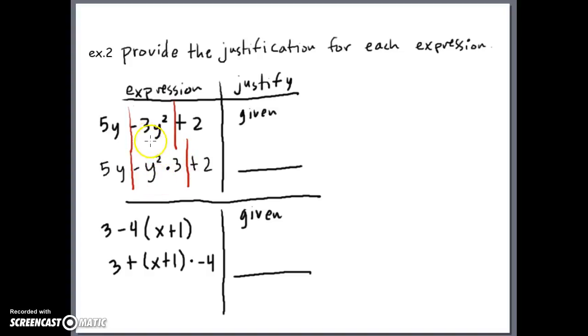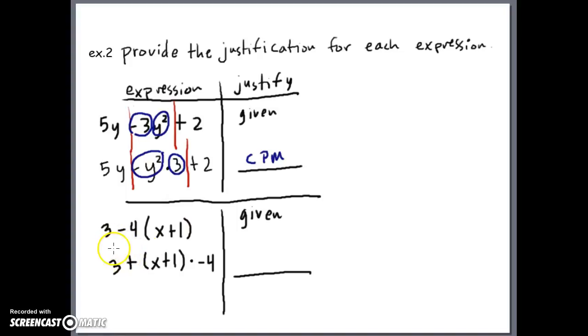So let's look more closely at this particular term. We've got this negative 3 that's being multiplied, and we've got this y squared that's being multiplied. And now we have this negative y squared that's being multiplied, and this 3 that's being multiplied after it. So we've changed the order that they're being multiplied. So we can go ahead and say this is the commutative property of multiplication.